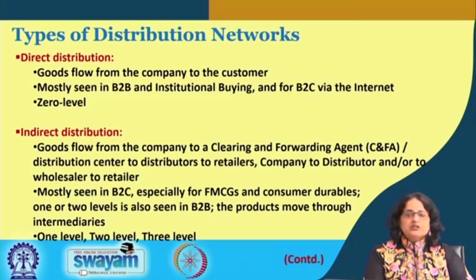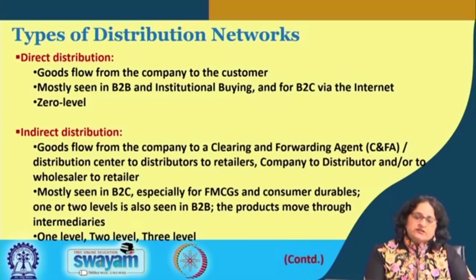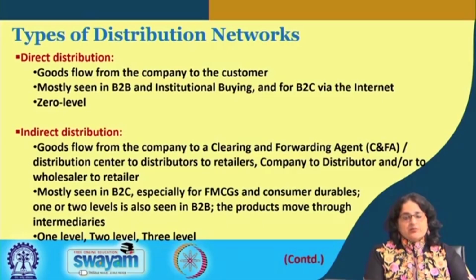So, there is no intermediary, there is no channel partner, the goods are manufactured by the company and sold by the company to the customer directly. We see this in the case of institutional buying, government buying, in the case of B2B scenario as well. In the case of B2C, we will find this kind of a pattern when companies sell via their own websites or when they go for direct marketing, and because there is no channel member present between the manufacturer and the customer, it's also called a zero level distribution channel.